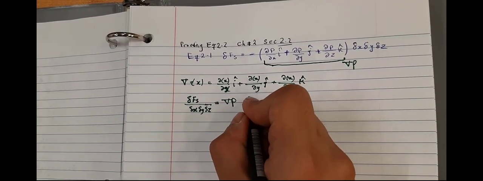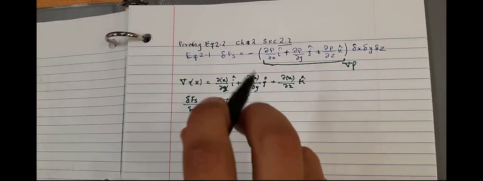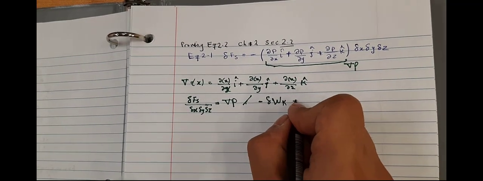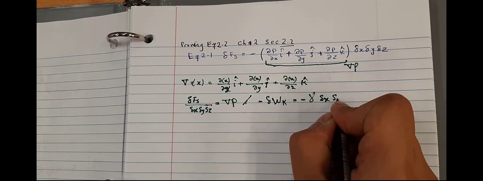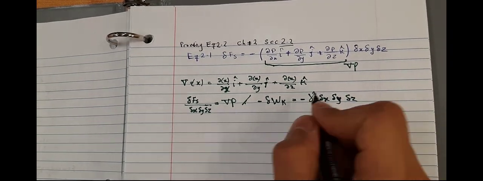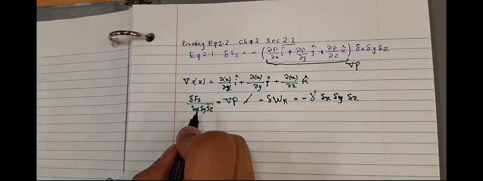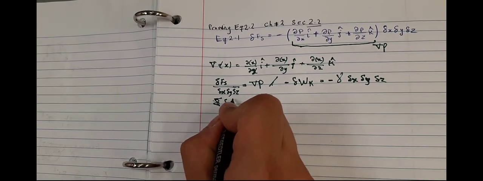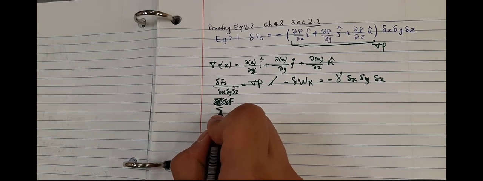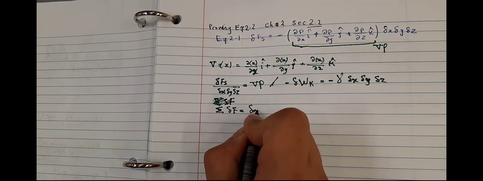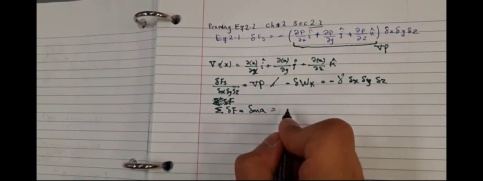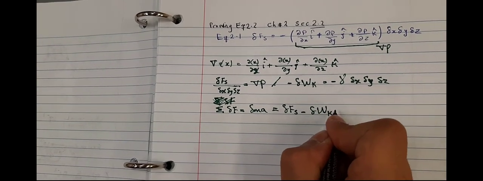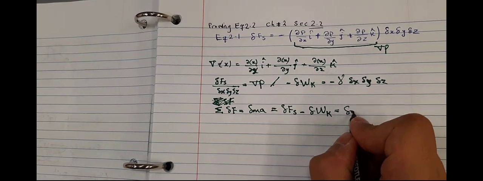And also, as long as we have only the z direction in the vertical and it's downward, we have delta W k is equal to minus gamma delta x, delta y, delta z. And according to Newton's second law, sigma of delta F is equal to delta M A, which means we have delta Fs minus delta W k is equal to delta M A.